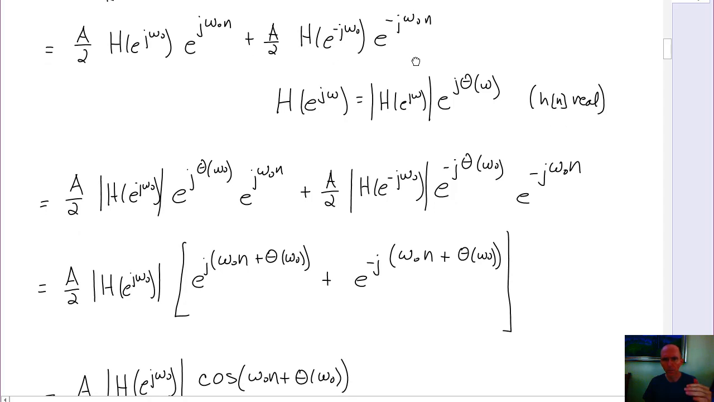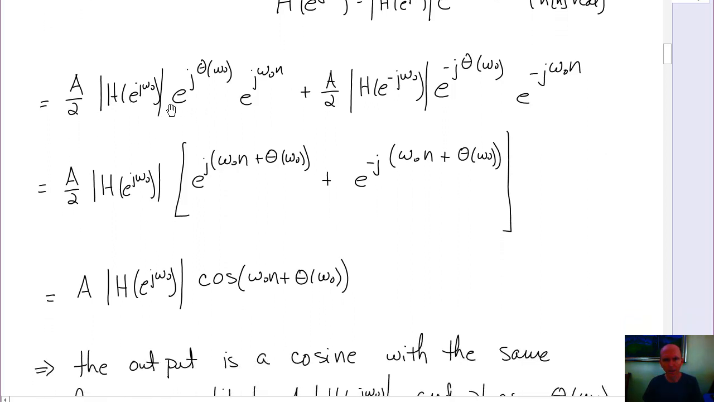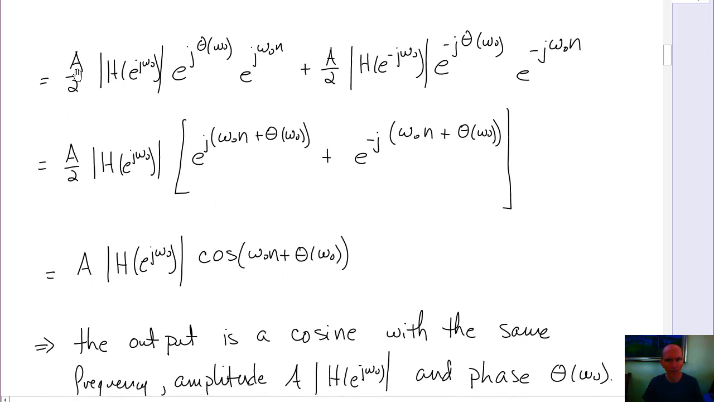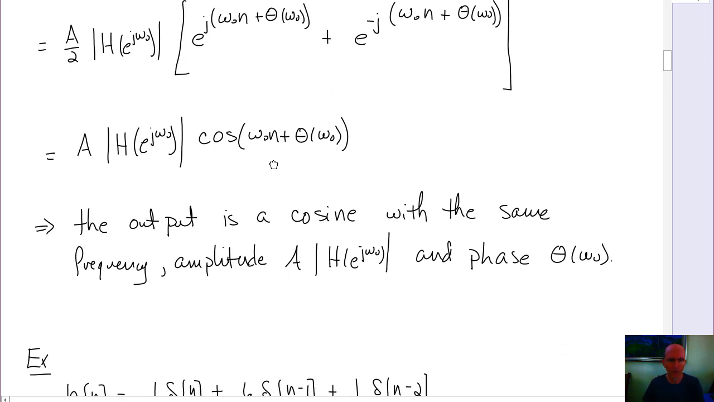Now, to keep simplifying these equations, let's write the frequency response as magnitude and phase. And let's assume for the moment that h of n is real. In that case, we write H as magnitude and phase. Now these two things are going to have the same magnitude, and they're going to have opposite phases, because one is j omega 0 and the other is minus j omega 0. So we factor out the magnitudes, which are the same, and we leave the phases, which are different. And we can simplify this again to a cosine, and we finally end up with this final term here.